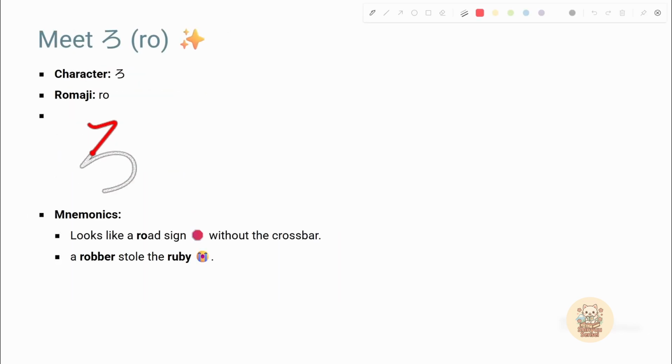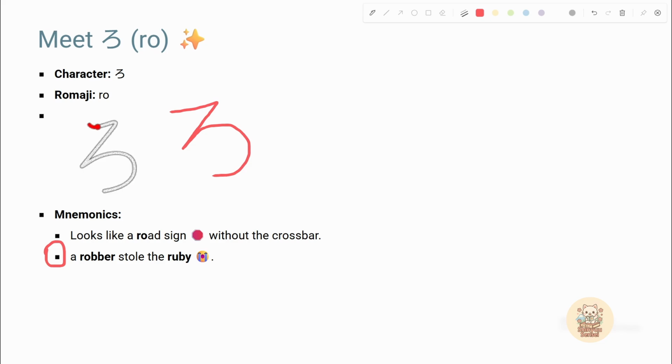The last one is ro. The Romaji sound is R-O, ro. There is a relationship between ru and ro. First, let's write together. So the first mnemonic is, looks like a road sign without a crossbar. Now let's focus on this one. A robber stole the ruby.